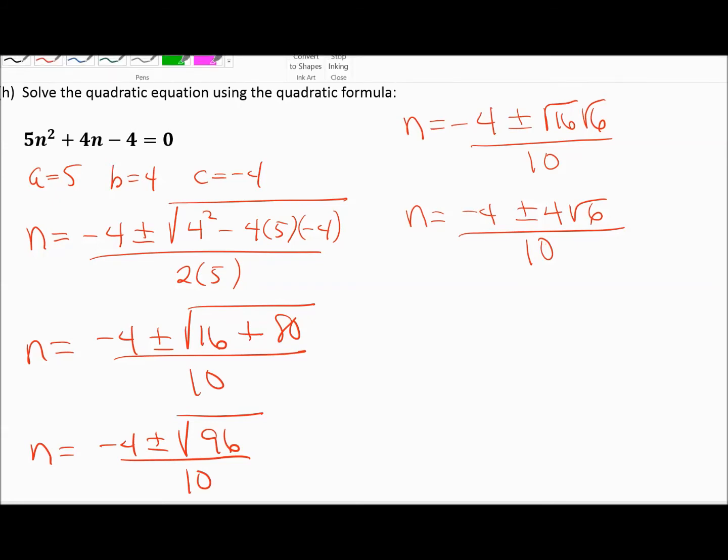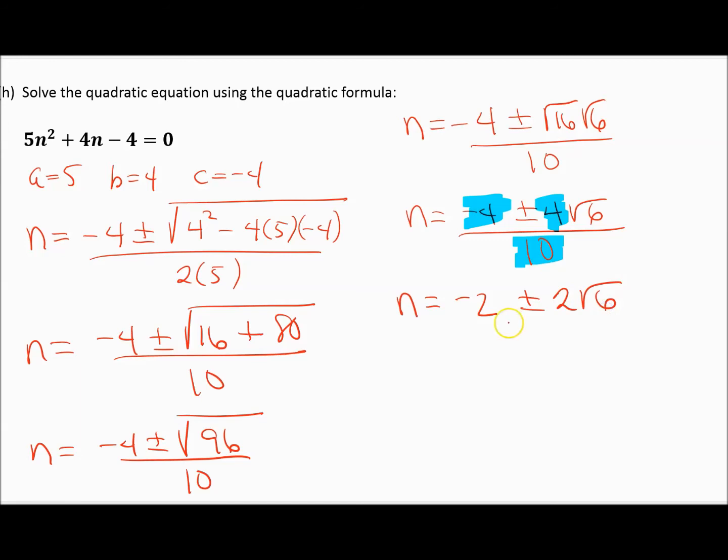Now, here we are again. I need to simplify. Is there a common factor for those three values? And you're going to go, yes, Miss Wilson, of course there is. There's a 2 that divides into all those. So that's what I'm going to do. So n is equal to negative 4 divided by 2 is negative 2. Plus or minus 4 divided by 2 is positive 2. Keep the square root of 6, and don't forget 10 divided by 2 is 5. And there are my two answers.